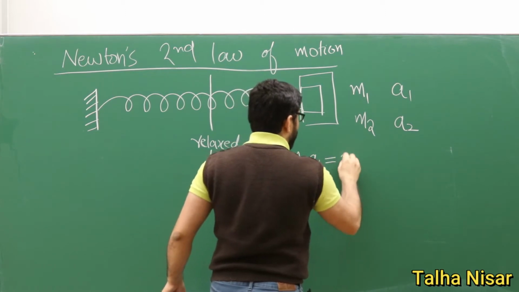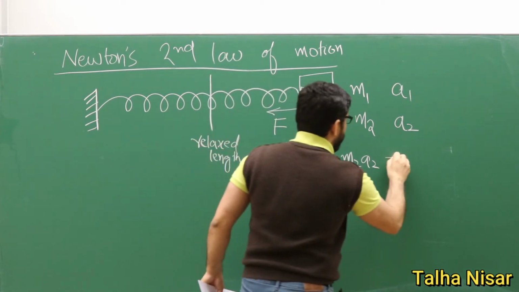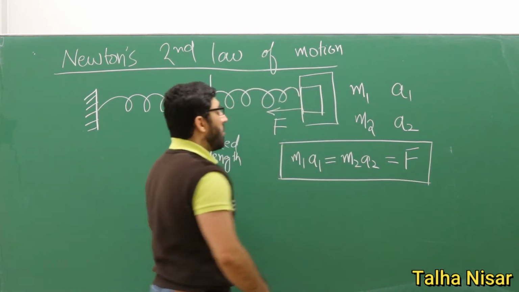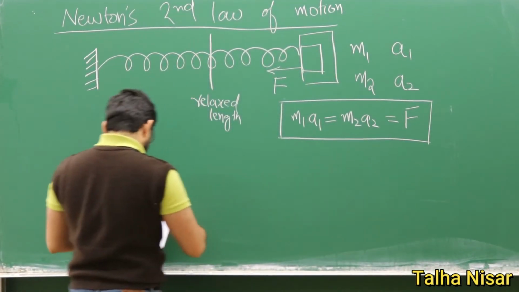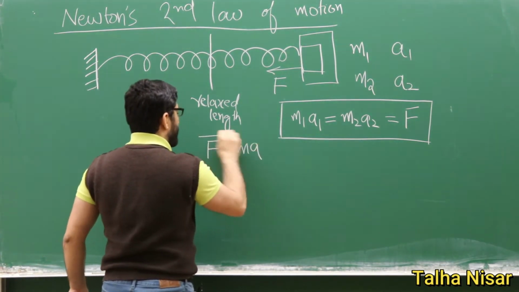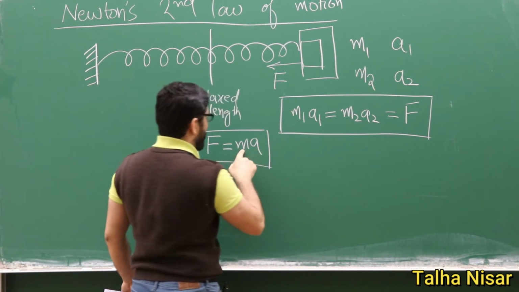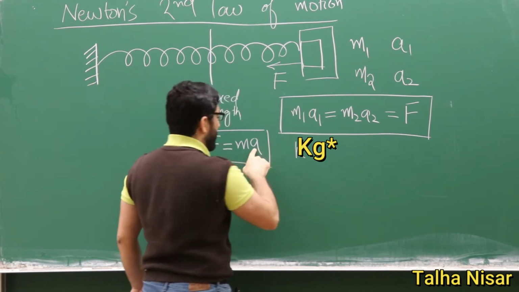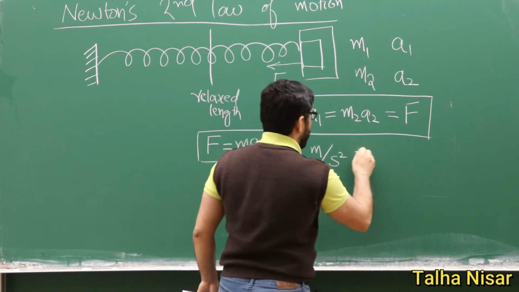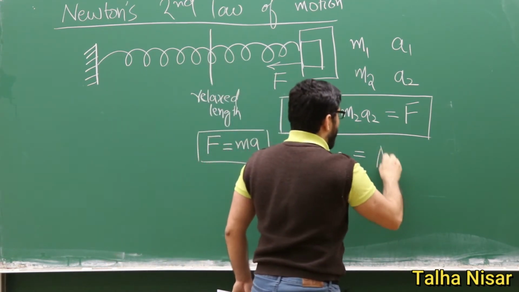m1a1 equals m2a2, and this is equal to the force. So this is Newton's second law of motion. In simple words, we can write F equals ma. What is the unit here? The unit is, for mass, the kg, and for acceleration, meters per second squared, and this we call 1 Newton, after Newton who described it. So this is 1 Newton.